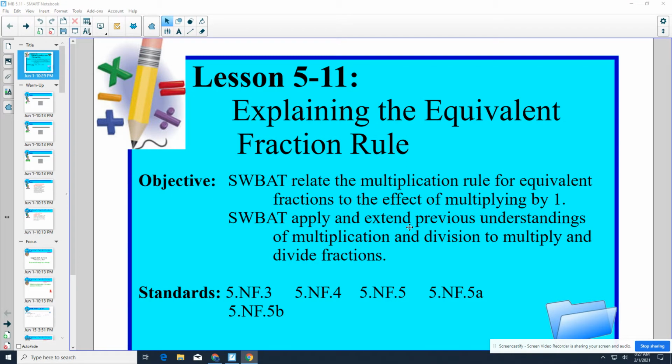Okay, today we're going to work on lesson 511, explaining the equivalent fraction rule. So our objectives: we want to be able to relate the multiplication rule for equivalent fractions to the effect of multiplying by 1, and apply and extend previous understandings of multiplication and division to multiply and divide fractions.